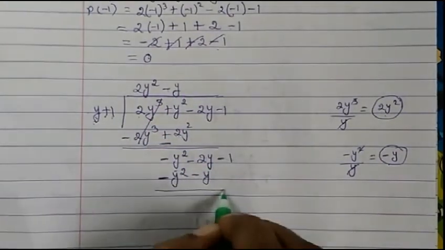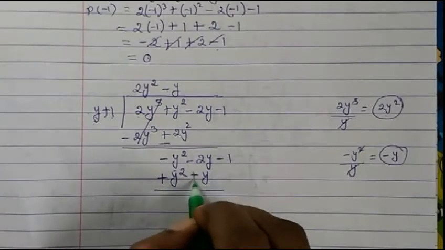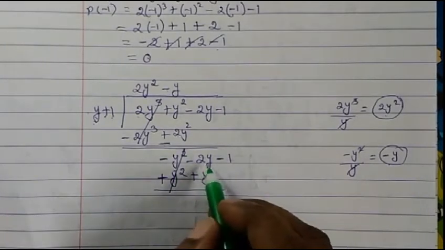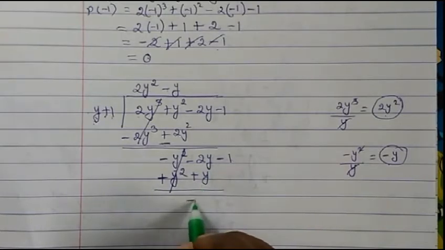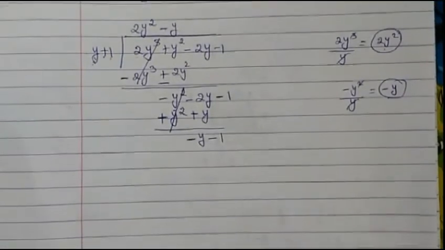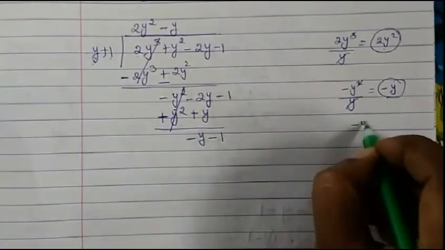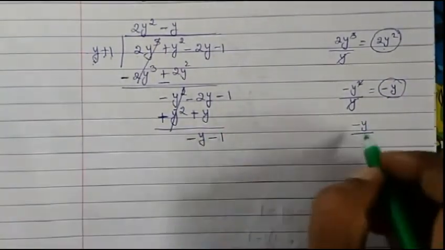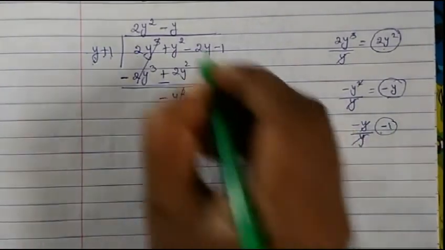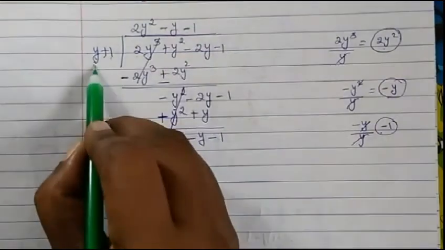1 into y will get y. So change the sign, this will become plus, this also will become plus. So now this gets cancelled. From minus 2y, 1 plus y goes, means then we will have 1y. Then minus y. So now this minus y we will take and then divide by this y. So it gets cancelled, we will have minus 1. So this we will write down here.